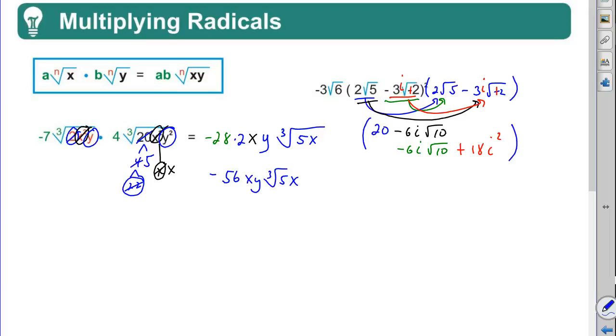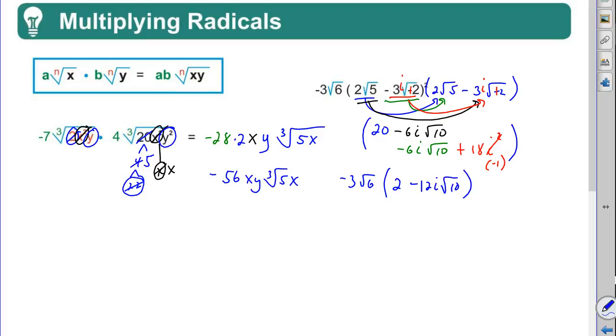So let's clean up and see where we're at. Negative 3 times the square root of 6. Don't forget, the i squared is a negative 1. So this is a negative 18. So 18 negatives and 20 positives leaves me 2 positives, minus 12i times the square root of 10.